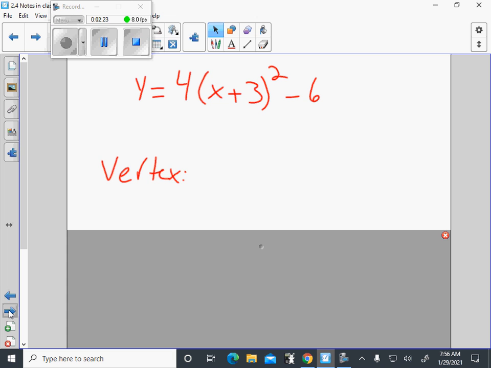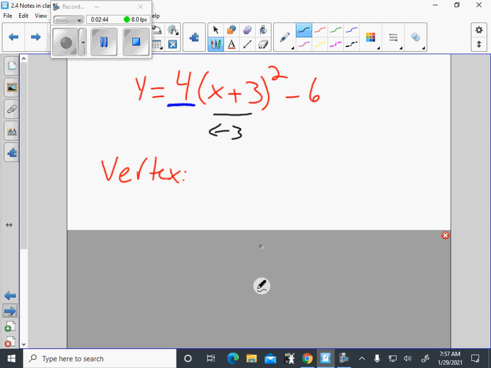Next, we have something out front. We have this number here, this number 4 out front. Does that change how we look for our vertex? No, it doesn't, right? That just makes it skinnier or wider, whatever that number is. We're still looking right here, in the parentheses. We think opposite inside the parentheses, so left 3. And we have minus 6, so down 6. So our vertex is negative 3, negative 6.